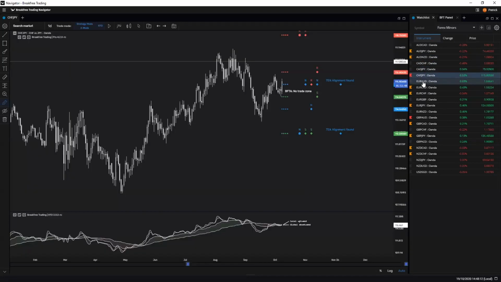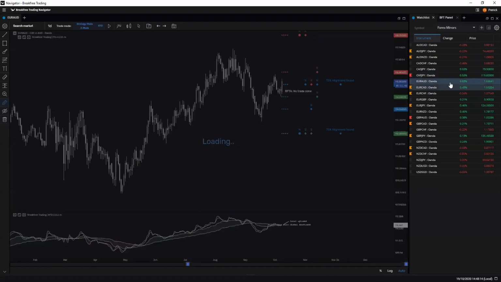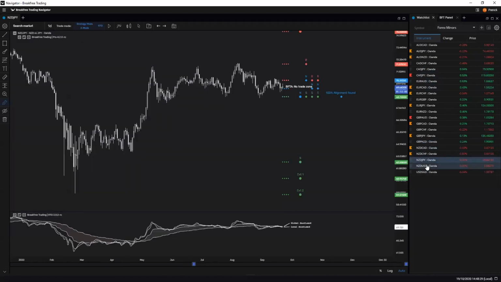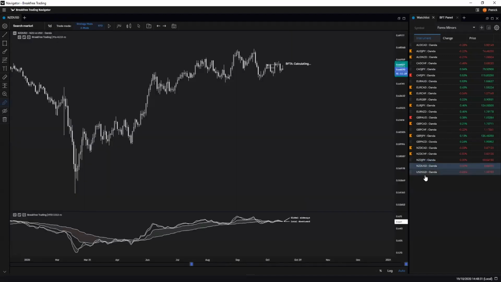Let's see what else we have. RTD stands for real-time trend detection. Yeah, so we got quite a few trades to play with. Don't open all of them. Pick out the best ones.